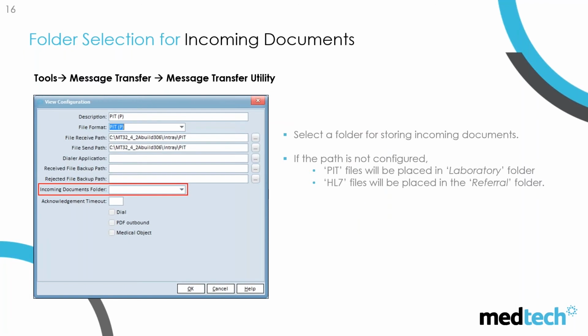So the last portion is more for the practice manager side. I know a lot of people have been using the message transfer utility. So we've set up a provision to select a folder for incoming documents, and that's been introduced into the transfer utility. Using this, the user can configure the folder for storing incoming or inbound documents. If the user doesn't configure a path in the incoming documents folder, then the received PIT files, as you can see, will be placed in the laboratory folder. And the HL7 files, as you can see on the note there, will be placed in the referral folder.